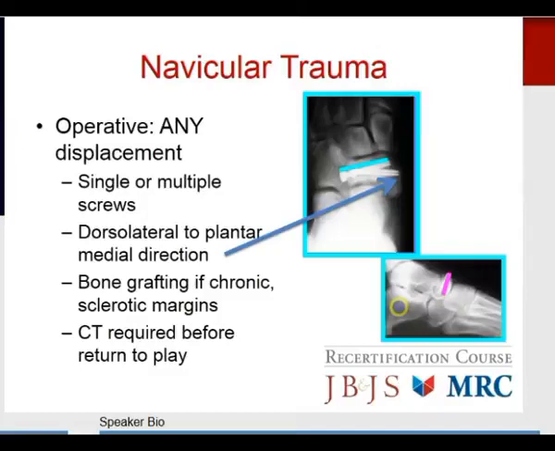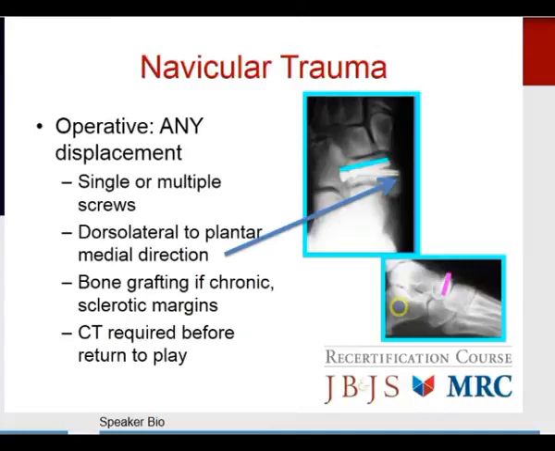If we try to put screws way down low here to go perpendicular to that plane, we wind up causing blockage with the cuboid, and they're very difficult to place. So instead in navicular trauma, though they go lateral to medial, they still go more dorsolateral to plantar medial just to gain compression across that site. And that's always a question people ask me about, and that's why.